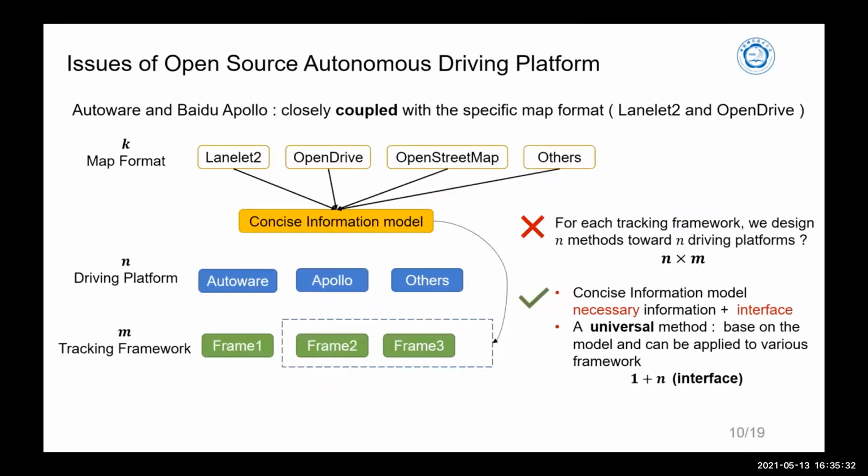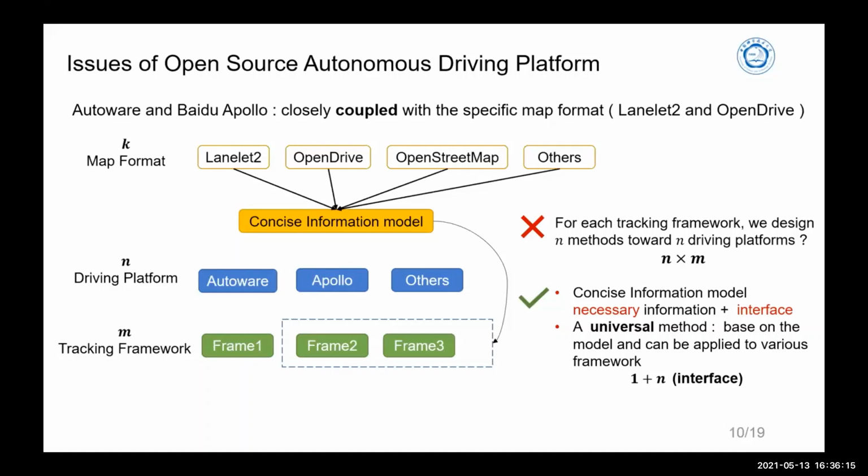According to our design goals, we first consider the overall structural design. As two prime open source autonomous driving platforms, Autoware and Baidu Apollo adopt designs closely coupled with the specific map format. For example, Lanelet2 for Autoware and OpenDRIVE for Baidu Apollo. Suppose now we are going to use map information in M tracking frameworks. If we design a method towards each of N driving platforms for each tracking framework, we must design N times M methods, which is too laborious and does not fit our design goals.